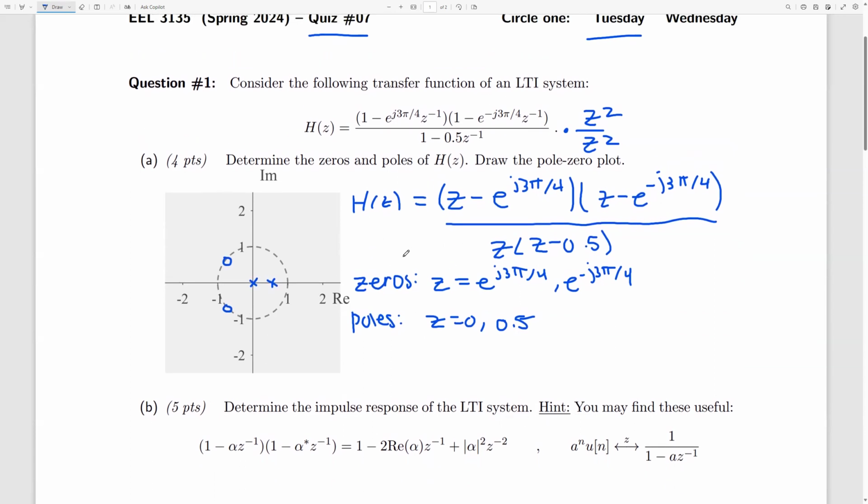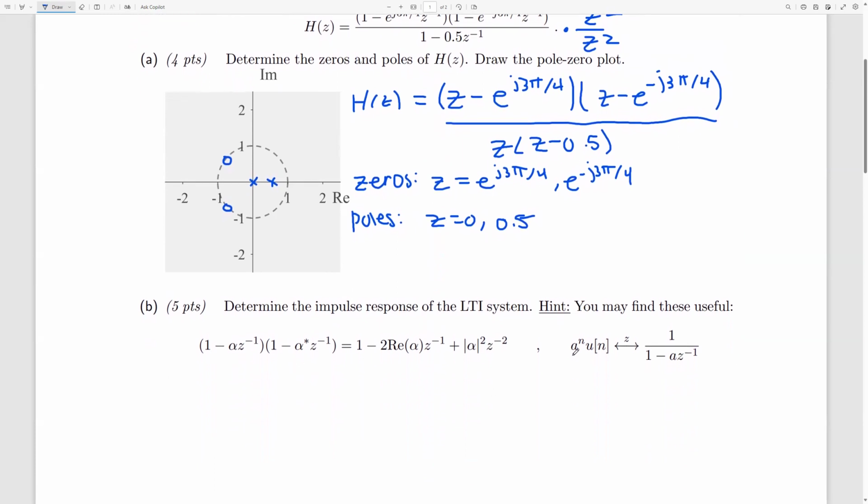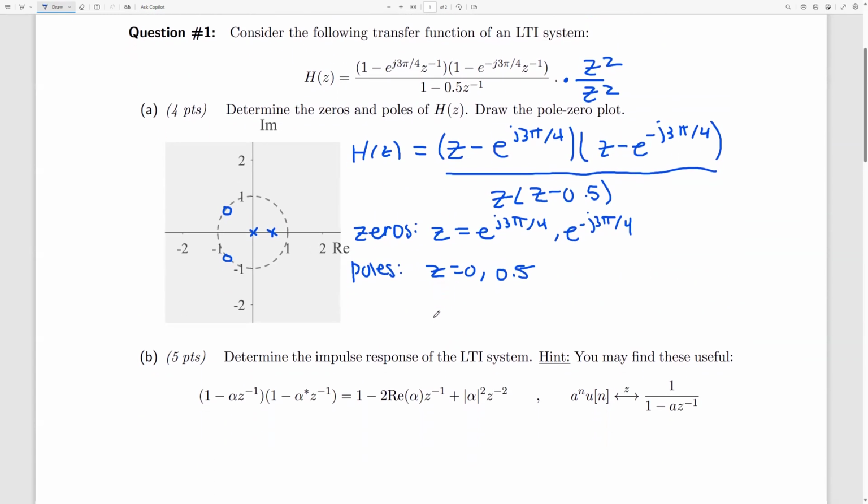Next question says determine the impulse response of the LTI system. So what you need to do is simplify H of Z in a way that you can take the inverse Z transform. It'll give you some properties, but I'll just work it out directly. I'm going to take H of Z and just multiply it through and see how it simplifies. And that's basically what this property is saying anyway.